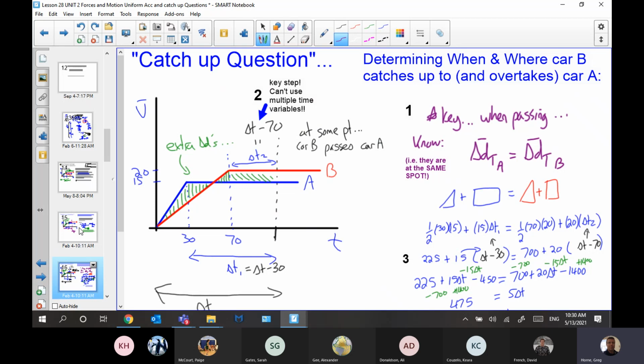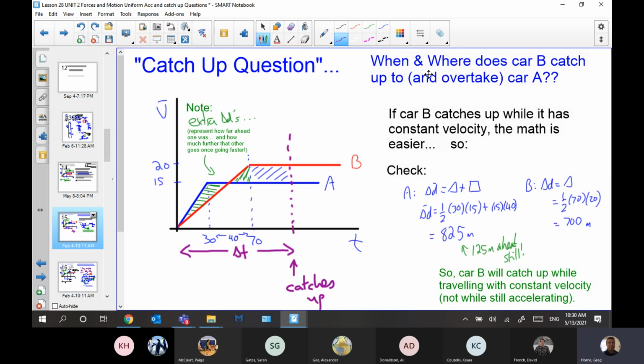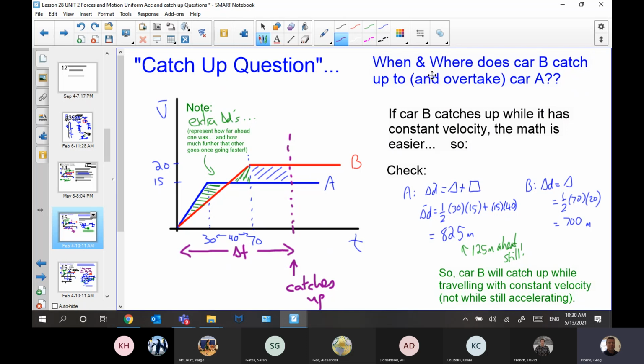So the trick for this, or the method for solving here, is the main concept. If we're looking for where they catch up, basically the idea is we're going to set their displacements equal to one another. When they catch up, their displacements are the same. That's going to be the starting point for answering a question like this.